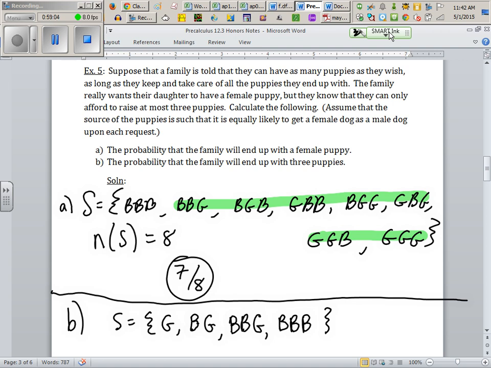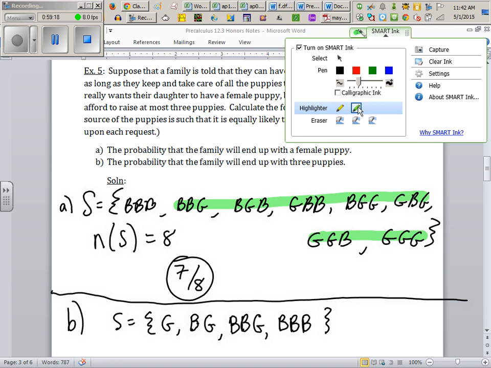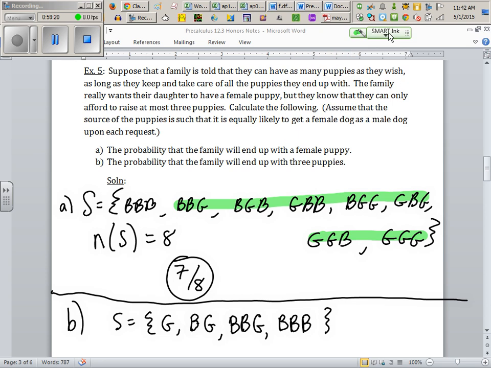What is the probability that they have 3 dogs? Do not look at the sample space for part A, look at the sample space for part B. What is the probability that they have 3 dogs in the home? 2 of the 4. You see? So it's just a totally different sample space. Completely different question. Okay, any questions on that?